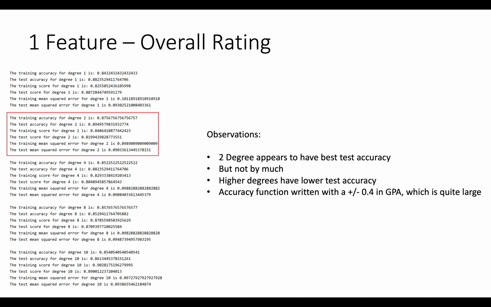With the one feature overall rating, here are the results. So basically, I did 1 degree, 2 degree, 4 degree, 8 degree, and 10 degree while measuring the training accuracy, test accuracy, training score, test score, training mean squared error, and the test mean squared error. So looking at these, it looks like 2 degree has the best test accuracy, but not by much. And it's important to note that I had to write the accuracy with a plus or minus 0.4 in the GPA for calculating the accuracy, which is really large, and later on I'll explain why.